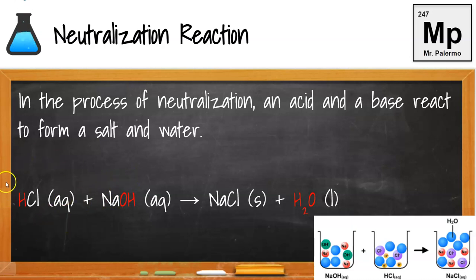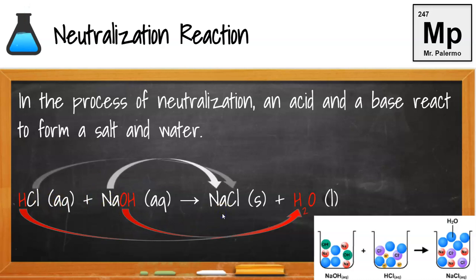So when we react, for example, hydrochloric acid and sodium hydroxide, our base, what's going to happen is the H from the acid, the hydrogen ion, and the hydroxide ion from the base come together to make water, and then the leftover sodium and chloride come together to form our salt.